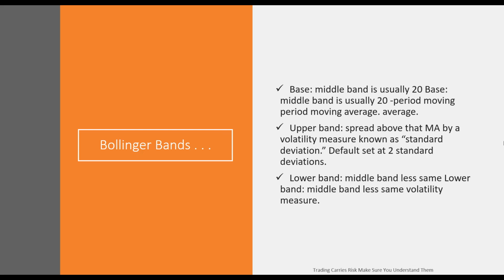So remember, we're using a base of a 20-period moving average. We're using an upper band, using a default setting of 2 standard deviations, and the lower band using the exact same, which will technically be a negative.